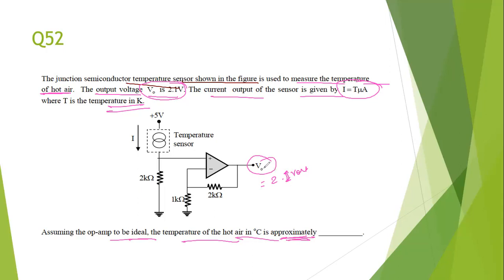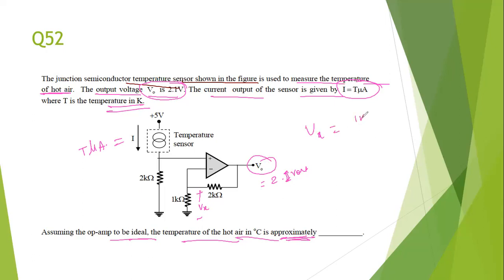So the answer is what? Let's say this is your temperature sensor. This is the temperature sensor. This is your current I. So this is your T microampere current. Now let's say this is your Vx potential. So Vx would be what?